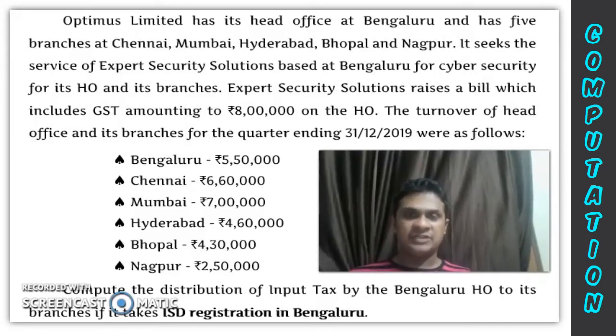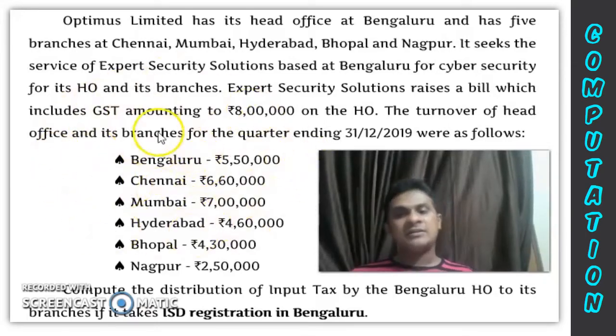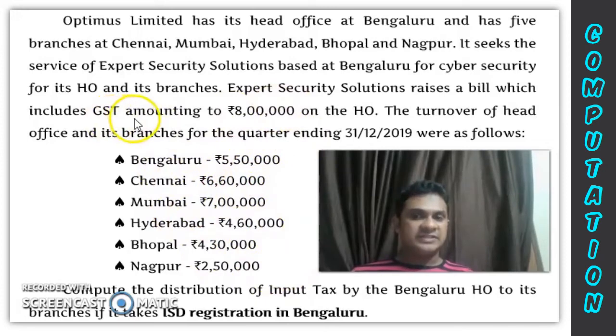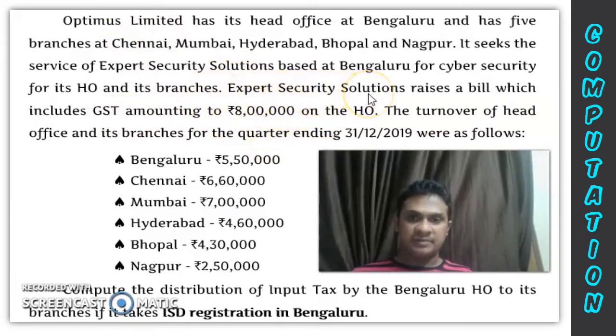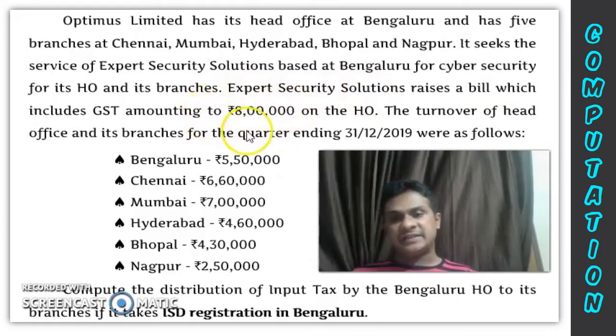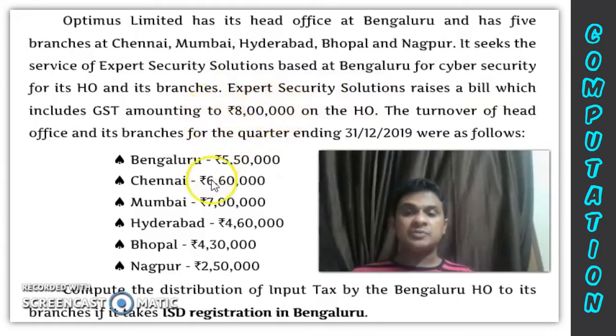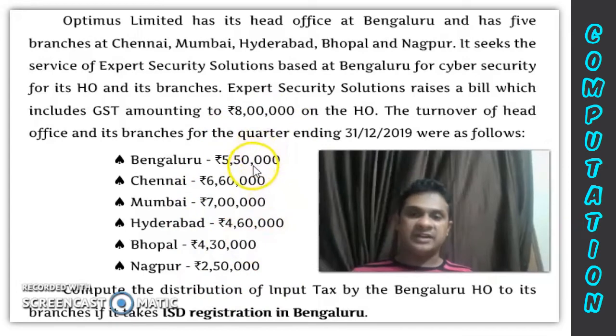Now coming back to the illustration, they have given the information with respect to the turnover, the head office turnover as well as the branches' turnover. Using this information, we have to distribute the GST, which will be an input tax for Optimus Limited, 8 lakh rupees input tax that they have paid to Expert Solution Limited. On this, ITC will be available. This has to be distributed among the branches and the head office based on the turnover. In proportion to the turnover done by the branches and the head office, we have to distribute this amount. That we are going to do next.